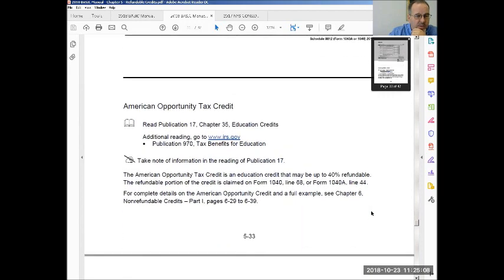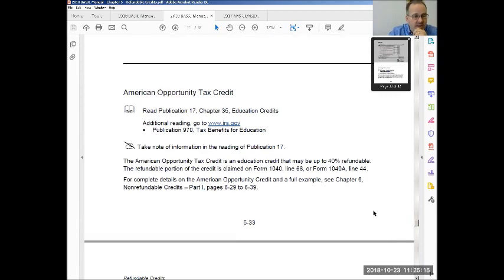The other one, if you go to the very bottom of 533, is the American Opportunity Tax Credit. This is the education or college credit. It used to be called the HOPE credit. Up to 40% of this one can be refundable. This is the one I mean when I talk about college-age students filing for themselves as non-dependents. It's usually the credit that makes or breaks the deal, because the kids will think, oh, there's $2,500 out there, and they'll file, but they're only making $5,000.